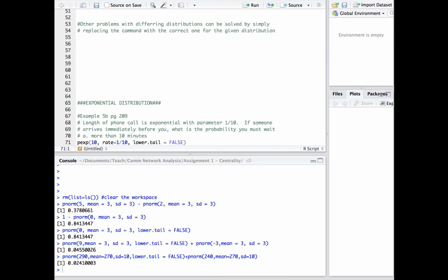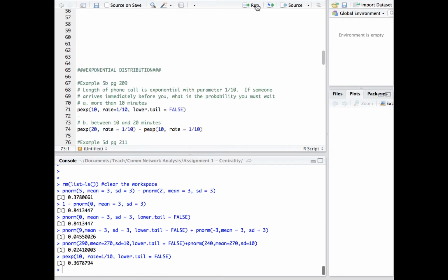So now, instead of using pnorm, we're going to use pexp, right? This is the probability for an exponential. Again, this is the distribution function, the CDF. Normally you would say, what's the probability you're less than 10, but I have the same lower.tail parameter here, so I am using that to say what's the probability I'm greater than 10 minutes. The rate for the distribution, the parameter, is 1 over 10, and so when I run that, you can match that up with the answer in your book.